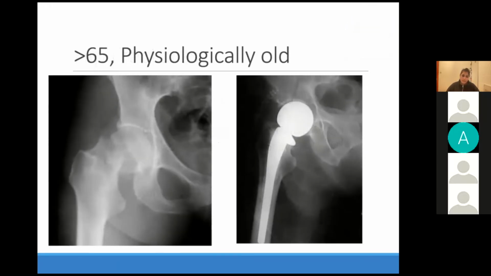So this is a patient who's over the age of 65. They've got an intracapsular right neck of femur fracture, but physiologically they're old. So by that I mean they most likely have multiple comorbidities. Mobility wasn't great in the first place, so they would warrant a hemiarthroplasty. And what you can see here is a hemiarthroplasty. So they have their own acetabulum. Do not replace that, but we replace the femoral head and give them a new stem.